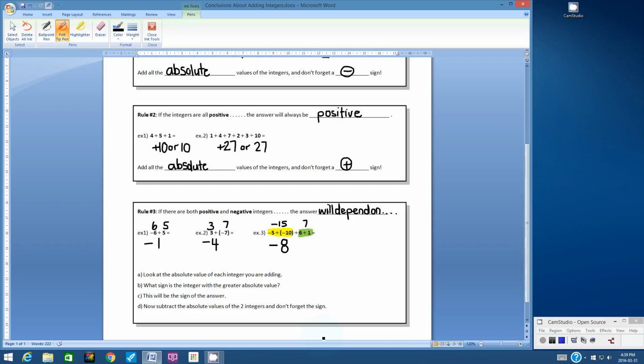Okay, so those are the three rules. Rule number 1, rule number 2, very simple. Rule number 3, you just got to think about it a little bit. So I hope this helps kind of make some conclusions about adding integers.